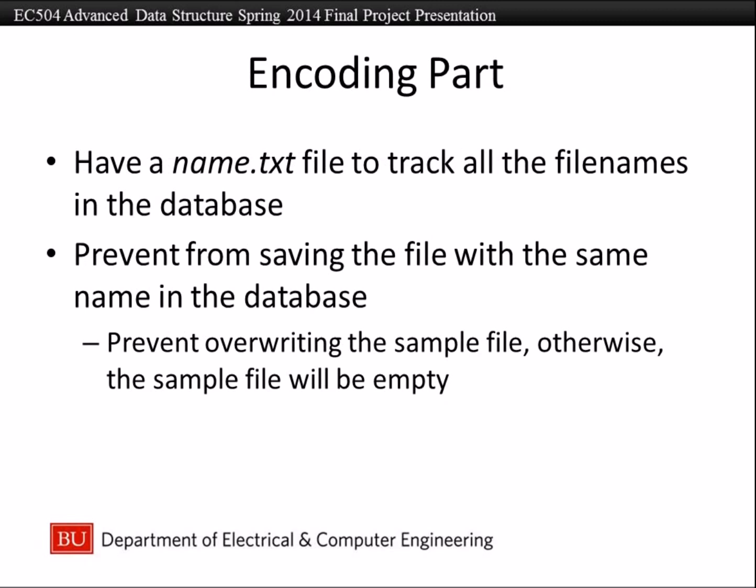There's 2 things you guys should know about our encoding part. First of all, we have a name.txt file to track all the file names in the database. It helps the front-end, especially the GUI, to have a combo box that includes all the file names. Also, we prevent the user from saving the file with the same name twice or even more, because we want to prevent overwriting the sample file. Otherwise, the sample file will be empty.